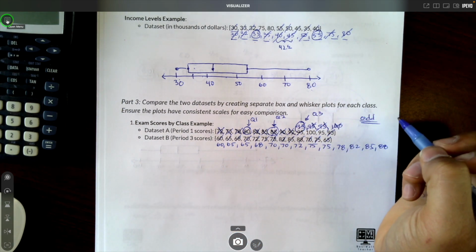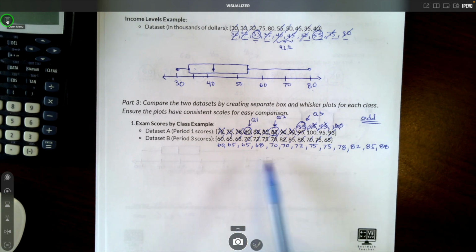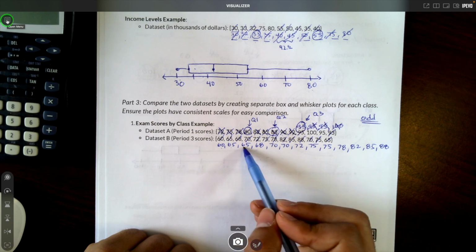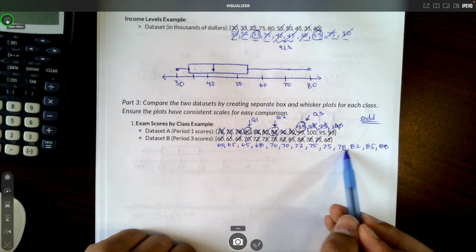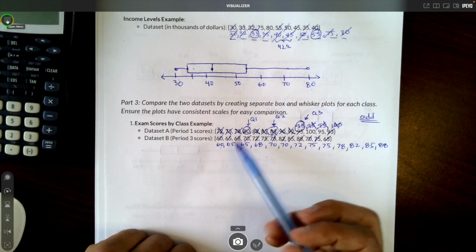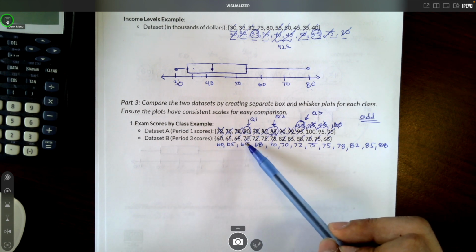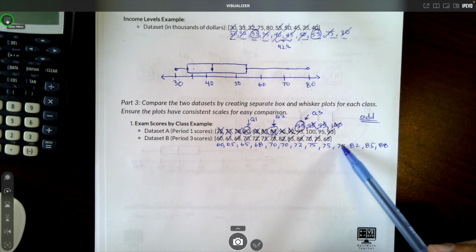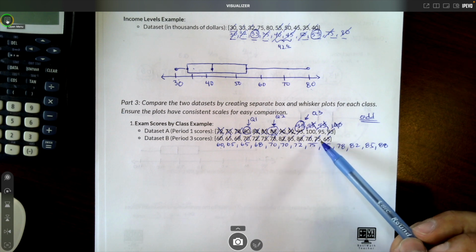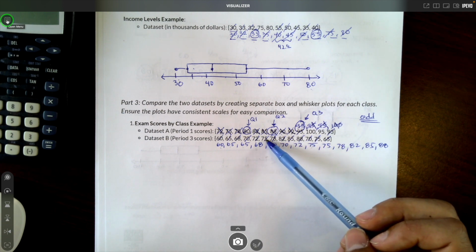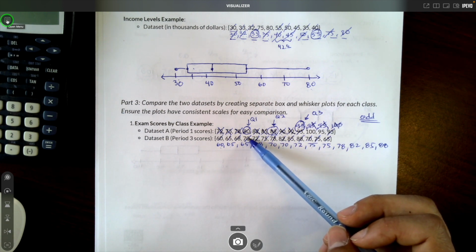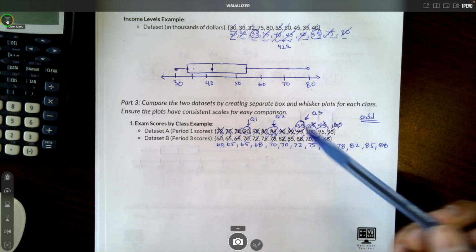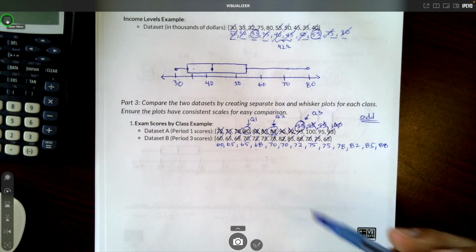Okay? Now the data set B, the one on the bottom, I think it's even if I remember correctly. 1, 2, 3, 4, 5, 6, 7, 8, 9, 10, 11, 12, 13. Oh, wait, I guess it's the same amount. Let's just check I didn't miss one. 13 again. Okay, so I must have made a mistake earlier.